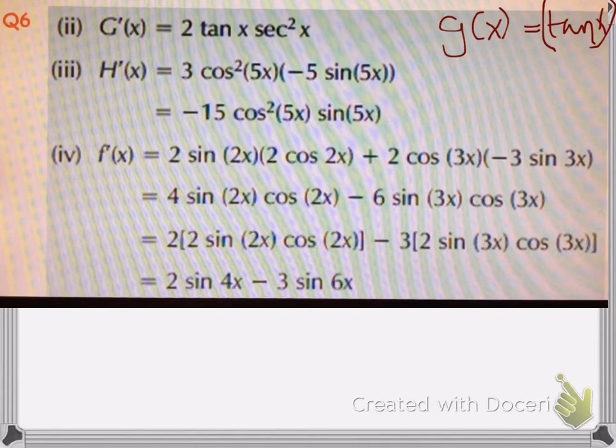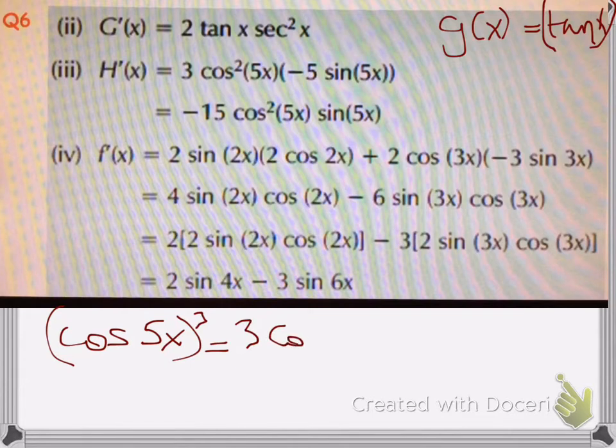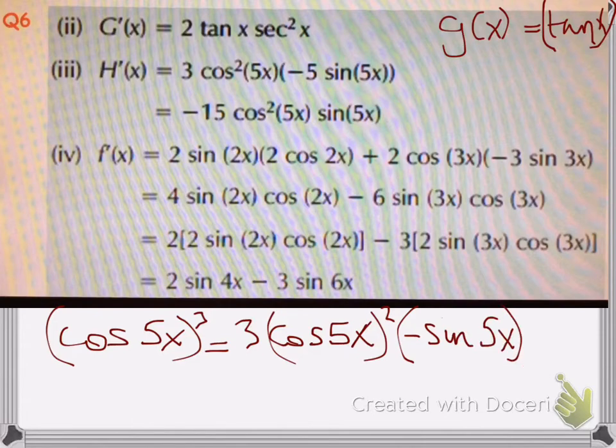Part 3, h of x is cos cubed 5x. So again, that's the same as writing cos 5x to be cubed. The derivative of that is going to be 3 times the bracket to the power of 2. Derive the trig function, the derivative of cos is minus sine, so that's minus sine 5x. And lastly, derive the angle, which is 5x, so you'll get 5. Then tidy it up. And that's how they're getting minus 15 cos squared 5x sine 5x.